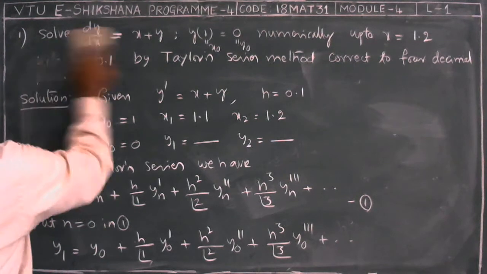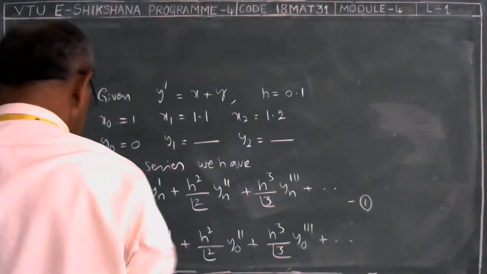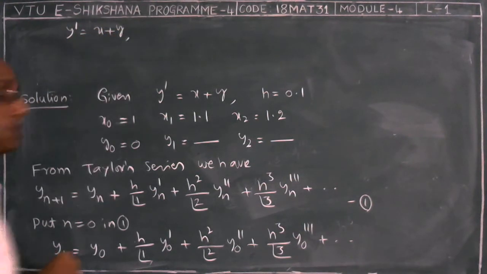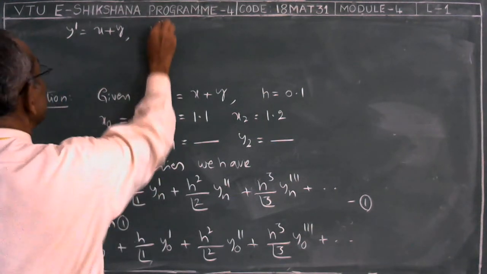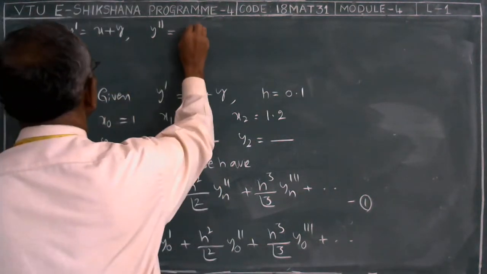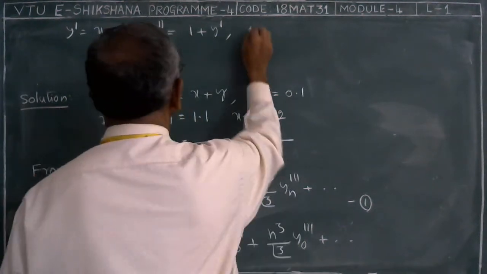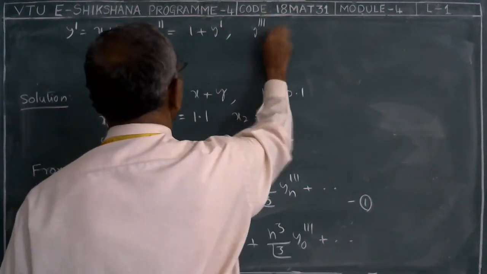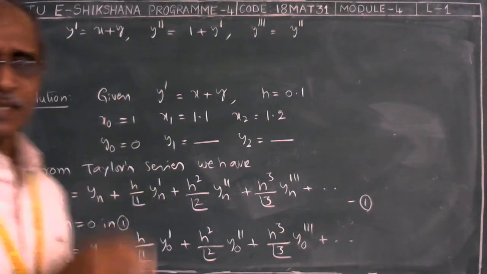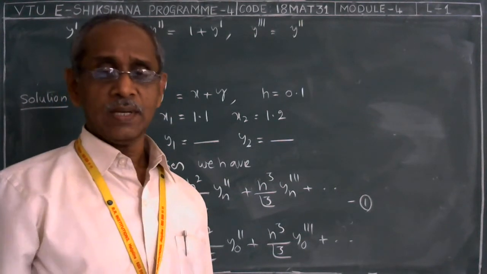So let me do this. y dash is given to me, x plus y. Then what is y double dash? Let me differentiate first. y double dash is 1 plus y dash. Very simple. Then I need the third derivative also. So differentiate again with respect to x. y triple dash is y double dash. Very simple in this particular problem. You can differentiate any number of times. The fourth derivative is y triple dash, the fifth is the fourth derivative, and so on.